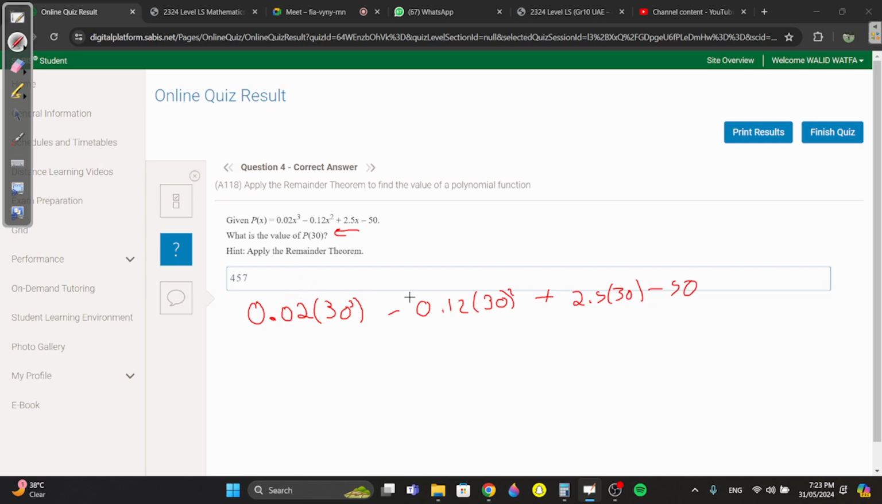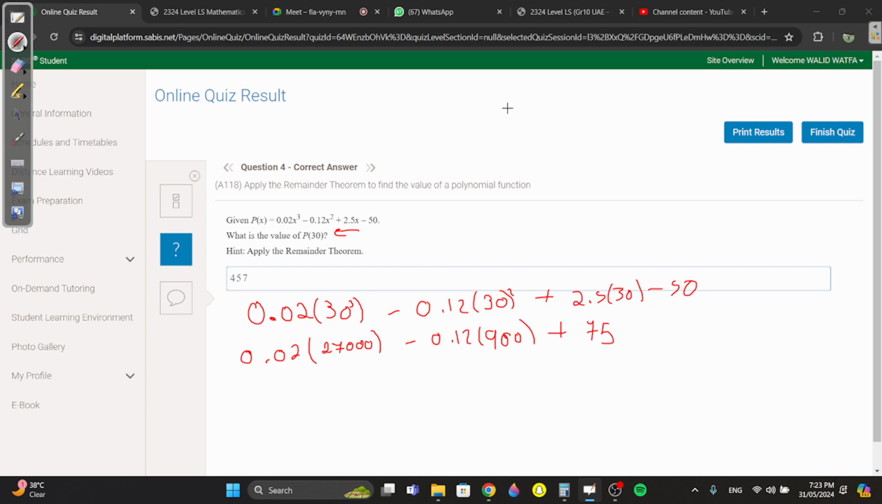Let's solve the powers first. 0.02 times 30 cubed. Think of it like this: 3 cubed is 27, and then just add 3 zeros. 1, 2, 3. That's just an easier way. Minus 0.12, 30 times 30 is obviously 900. The same rule applies: 3 squared is 9, then add just 2 zeros. Plus 2.5 times 30. 2.5 times 30 is 75.